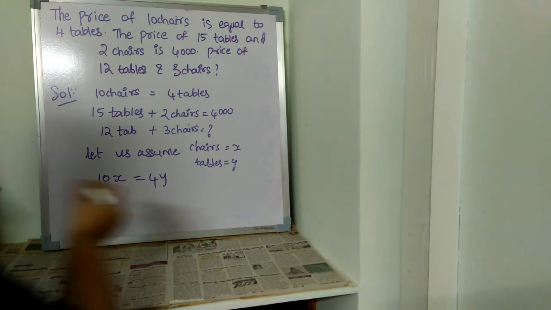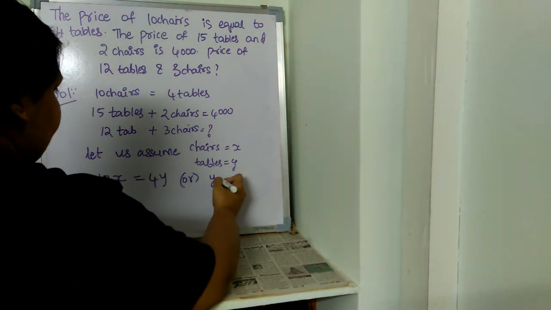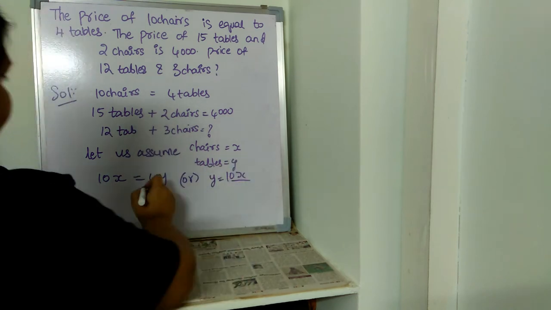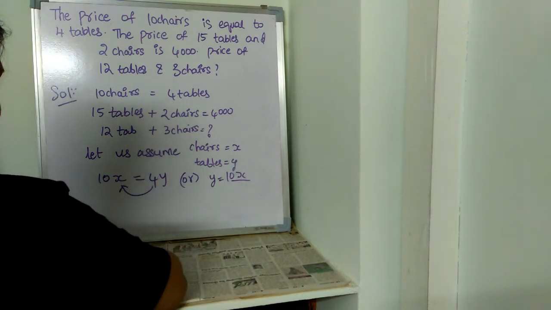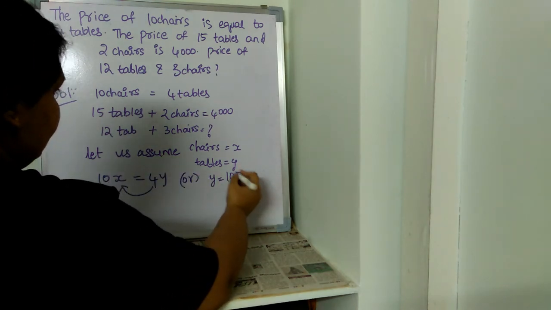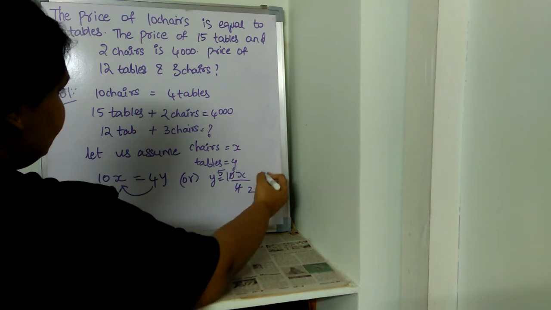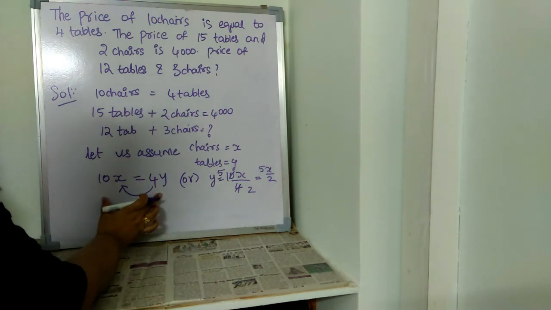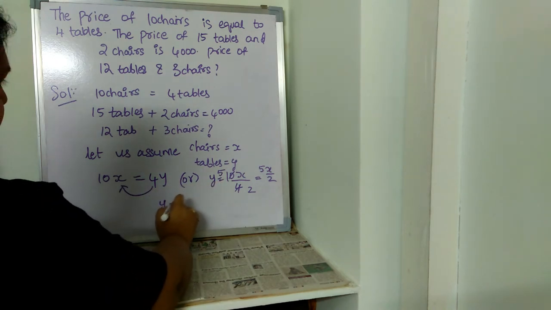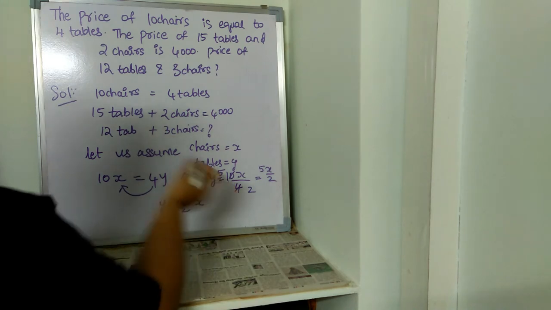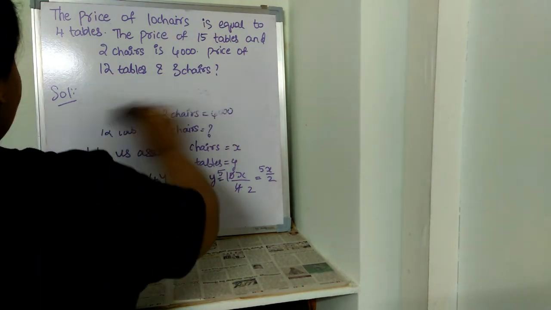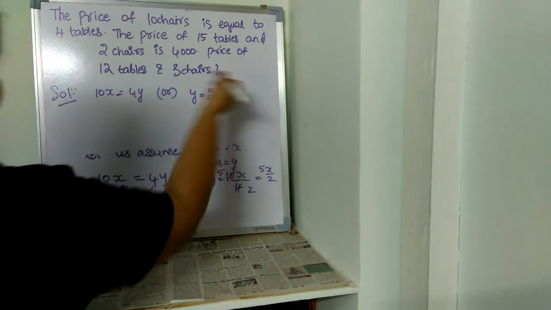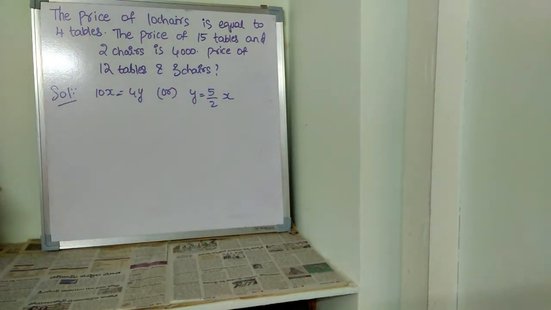The same equation can also be written as y is equal to 10x by 4, as we are sending 4 to the left hand side, it becomes divided by 4. 2 5s are 10, 2 2s are 4, so 5x by 2. When we simplify this equation, it can also be written as y is equal to 5 by 2x. Clear till here, right? After this, what are they saying?